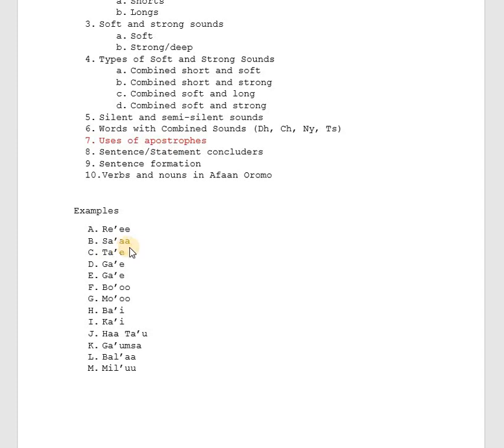Sa, a. If you don't have the apostrophe here, it could be confused with this sa, which is a long sa, or it could look like somebody wrongly wrote sa, misspelled. We may not be able to read it as sa. So that's why the apostrophe is very important in Oromo language writing. We usually have it when the sound of a vowel by itself comes up in our speech.